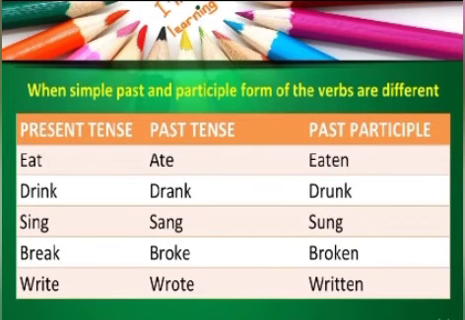And now, when the simple past and the past participle form of the verb are different: eat, ate, eaten; drink, drank, drunk; sing, sang, sung; break, broke, broken; write, wrote, written. Here you can observe that all the three forms of the verb are a little bit related to each other, but they are different in sense, right?